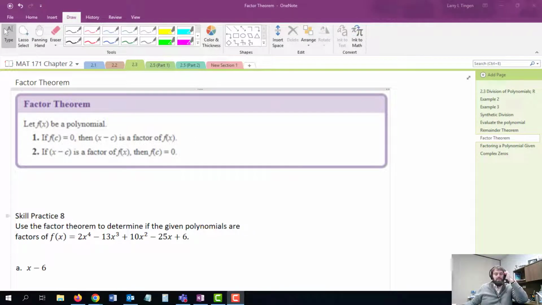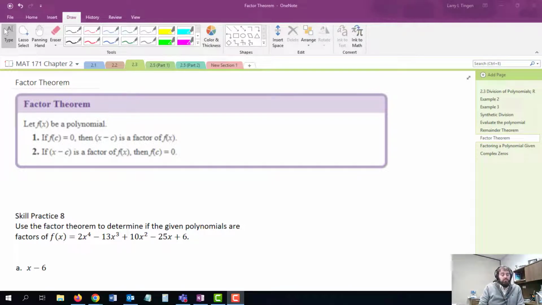Now we're going to move on to the last topic from 2.3, which is the factor theorem. The factor theorem simply says if f at c is equal to 0, then x minus c is a factor of f of x. And then it goes the other direction too. If x minus c is a factor of f of x, then f at c is 0. We've run into this already when we do synthetic division and I get a remainder of 0.